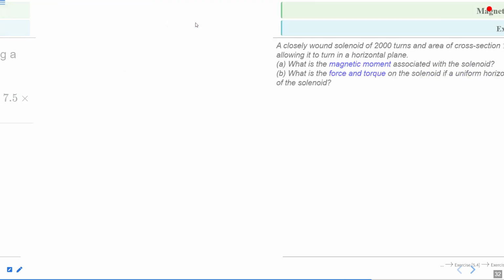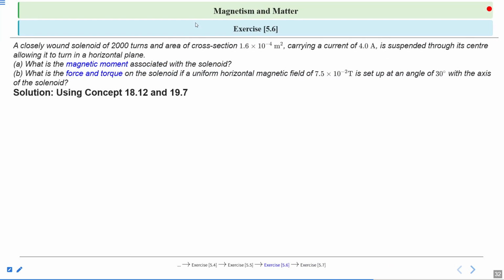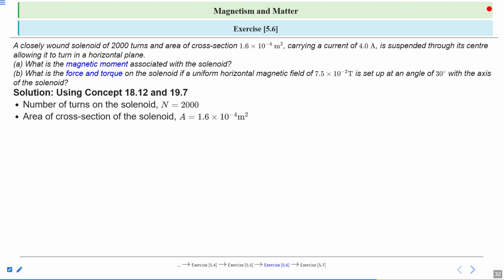So let's see the solution, using concept 18.12 and 19.7. Number of turns on the solenoid n is equal to 2000, it is given. Area of cross section of the solenoid is also given, A equal to 1.6 into 10 to the power minus 4 meter square. Current in the solenoid is given, I equal to 4 ampere.